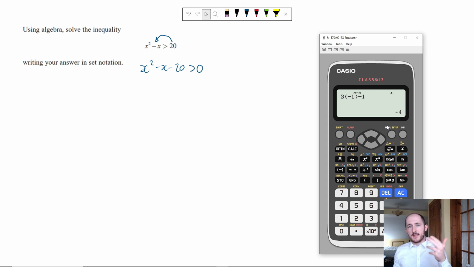It used to be, when this was a non-calculator, you'd get 4 or 5 marks for this. Now you only get 3. The third mark is for actually using set notation. So keep that in mind.